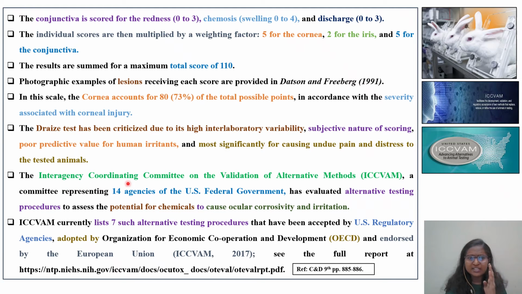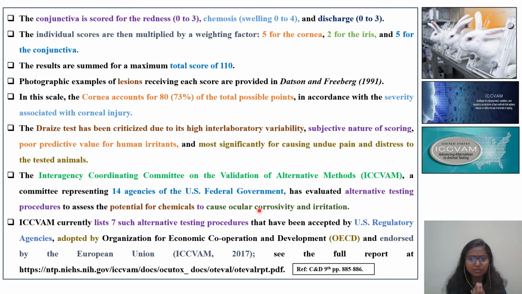The Interagency Coordinating Committee on the Validation of Alternative Methods, ICCVAM, a committee representing 14 agencies of the federal government, has evaluated alternative testing procedures to assess the potential for chemicals to cause ocular corrosivity as well as irritation. So now you have to understand another important thing when we are going through these 3 to 4 slides: what we are going to read about EPA, federal agencies, and regulatory agencies are also coming into the picture. In addition to this particular content, also read about ICCVAM.